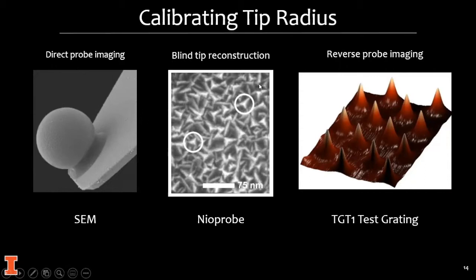Another common method is blind tip reconstruction. How you can do this is you can use a substrate such as this NIO probe, which is great for that. It has tiny, sharp spikes all over the surface, oriented in random orientations. So when you scan it, you'll get a really good convoluted image of your tip on the surface.